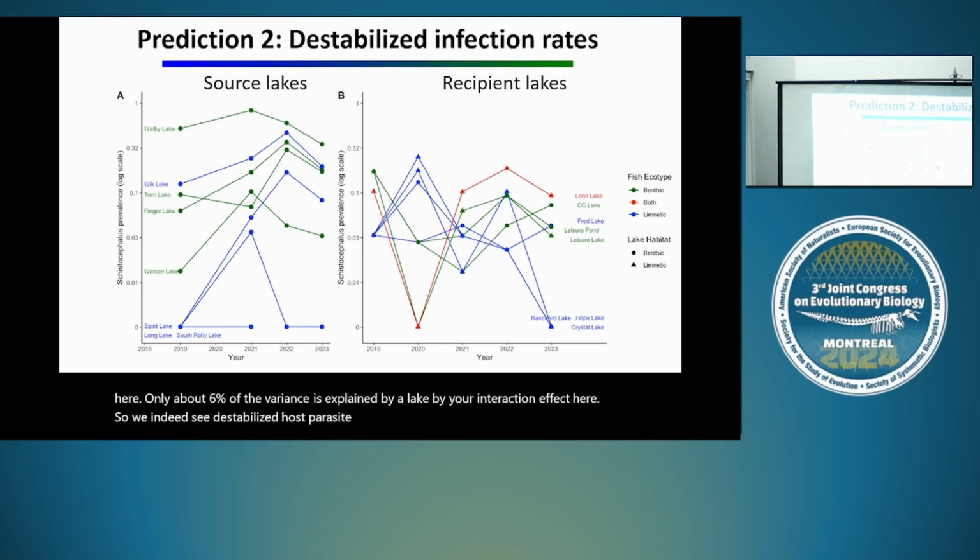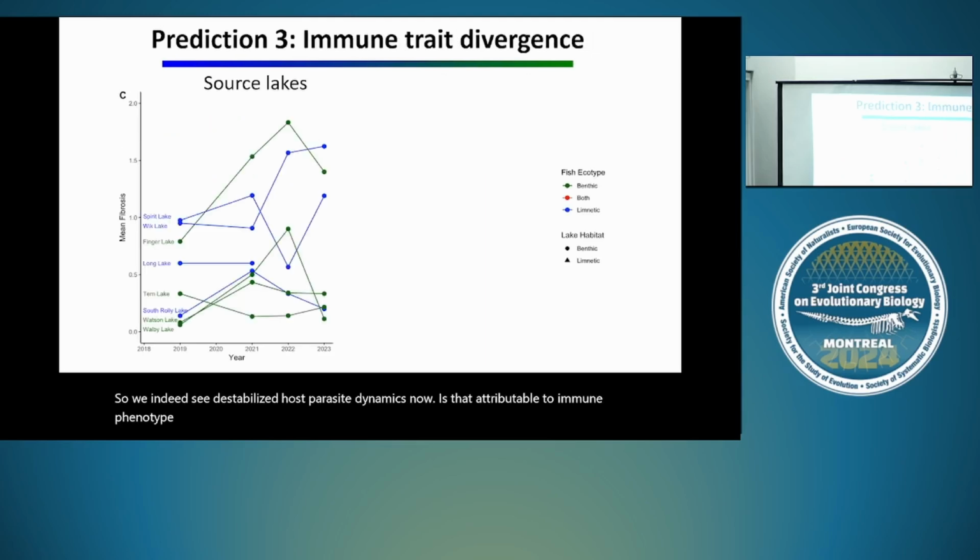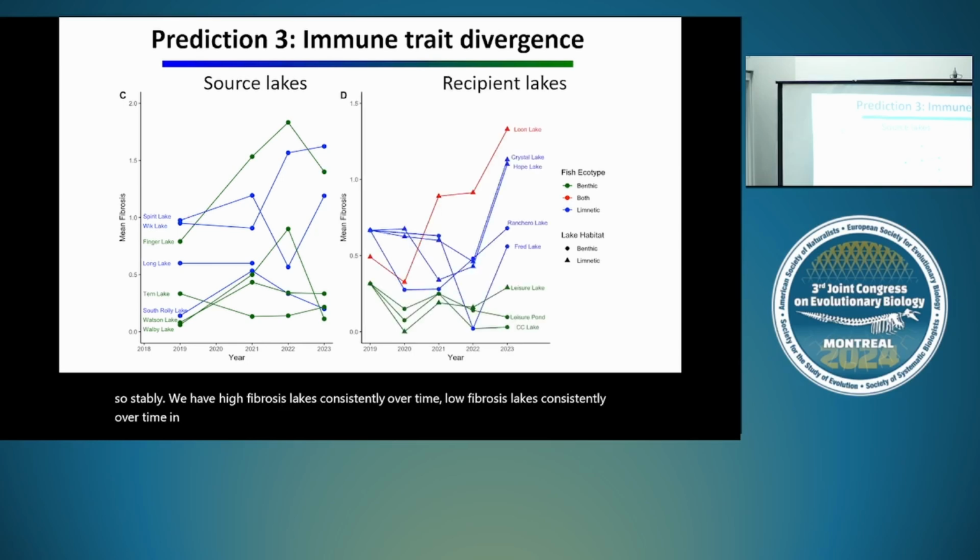Now, is that attributable to immune phenotype changes? Well, again, the immune phenotypes differed between lakes, and they did so stably. We have high fibrosis lakes consistently over time, low fibrosis lakes consistently over time. In the experimentally founded lakes, we see really interesting divergence that shows a history of both contingency, what genotypes did we put in, and environment, what habitat were they living in once we added them.